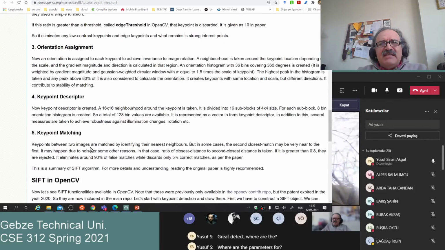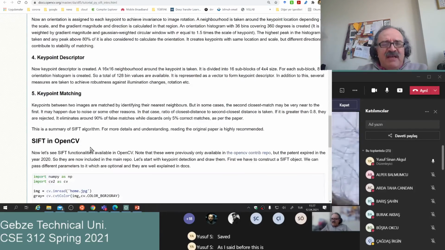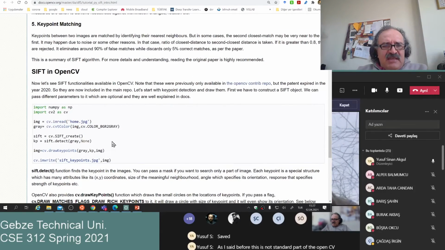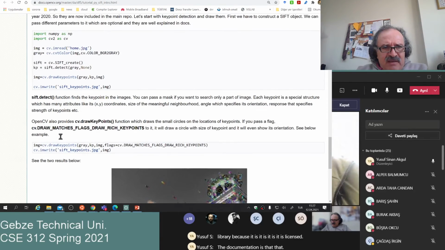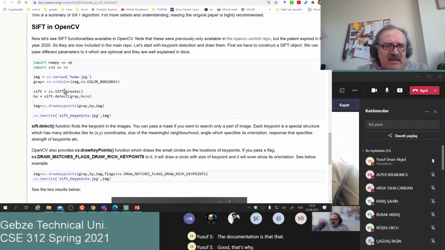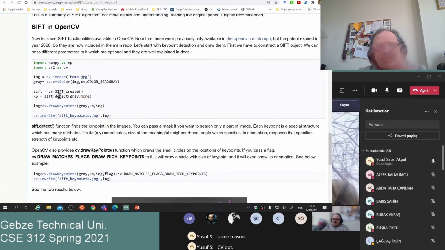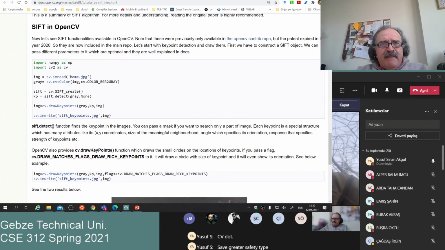As I said before, this is not a standard part of the OpenCV library because it is licensed. The documentation is not that good. That's why I couldn't go in. I cannot click on this one for some reason. cv.SIFT_create and SIFT detect. I couldn't go there. Sorry.